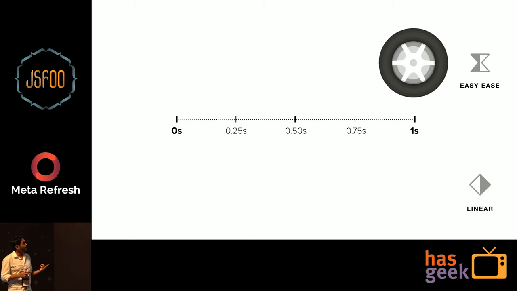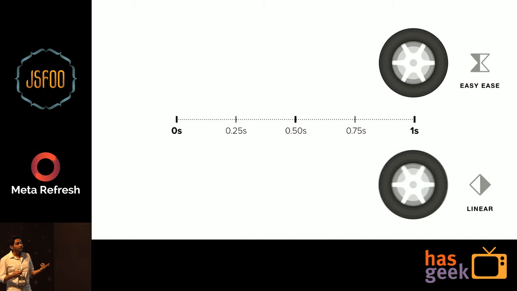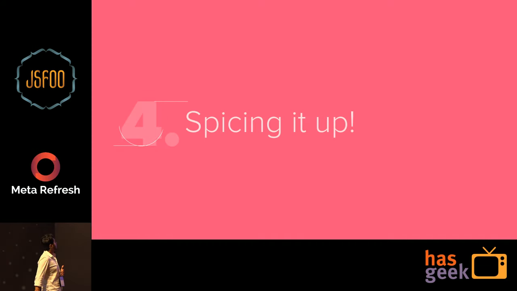Both are ending at the same time, but the top one is far more interesting and realistic, because we try and mimic the real world. If in the real world a wheel rotates and stops this way, in the animated world as well, it should be the same, right? So that brings up another interesting thing.